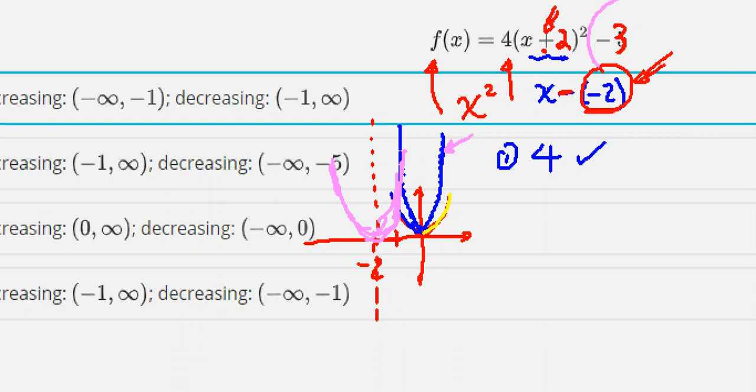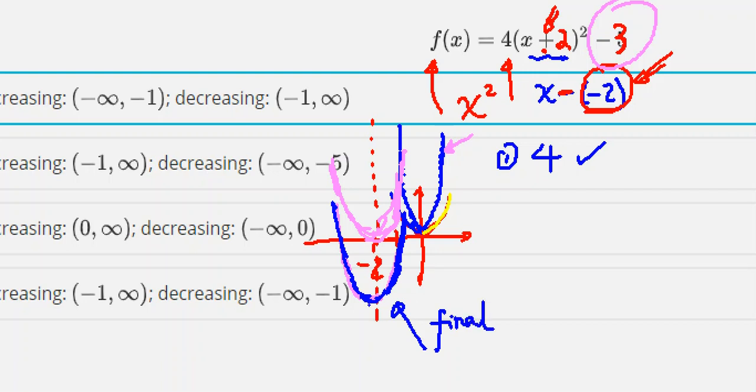And let's take a look at the last one. It says minus 3, so it should shift down 3 units. So I'm going to move this down by 3 units. Let me change that to blue again. So therefore, this is my final graph.